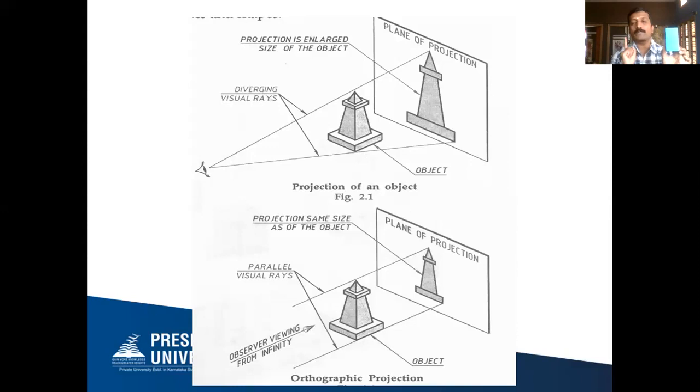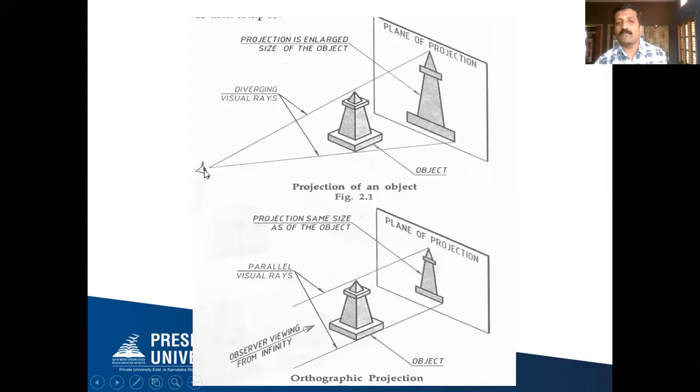If orthographic projection is followed, then the person sitting in the first row and the person sitting in the last row will get the same shape as well as the same size of the object. So let me explain with the help of this. This is the actual projection. See, this is your object.